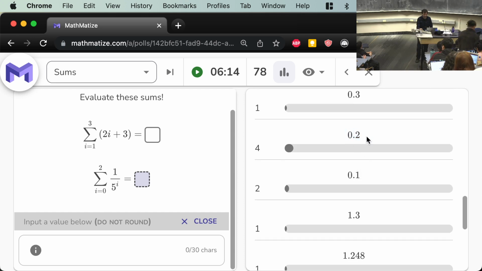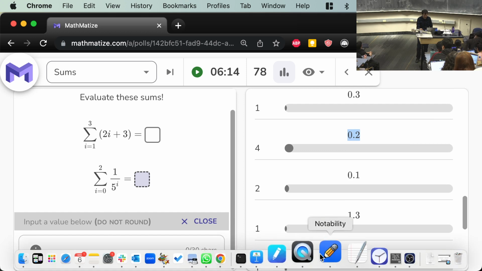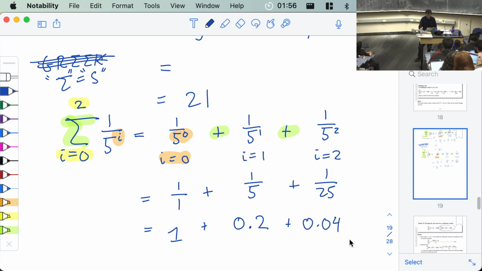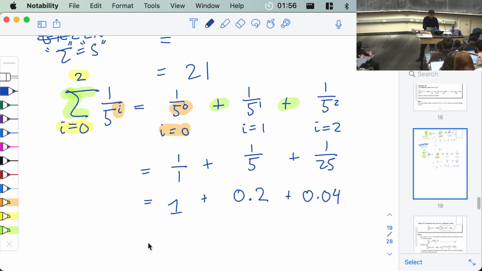0.2. 0.2 is also a very good guess, because when i equals 1, you get 1 over 5 to the power 1, which is 5, so 1 over 5, also known as 0.2. Last but not least, you have to add up this term, and this term is 1 over 25. What is 1 over 25? It's 0.04. So if you add them all together, you should get 1.24.